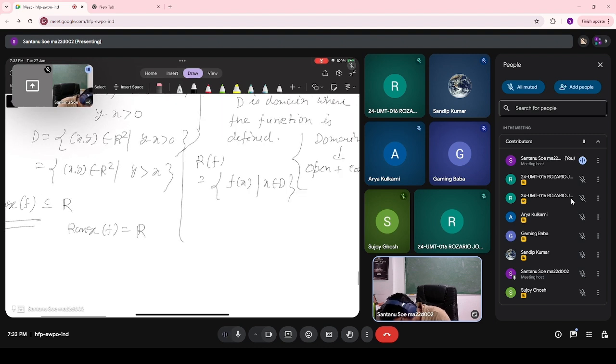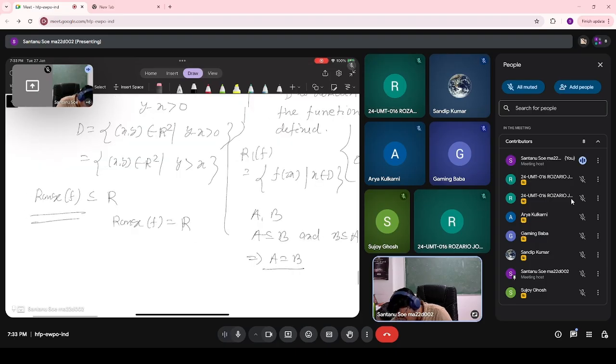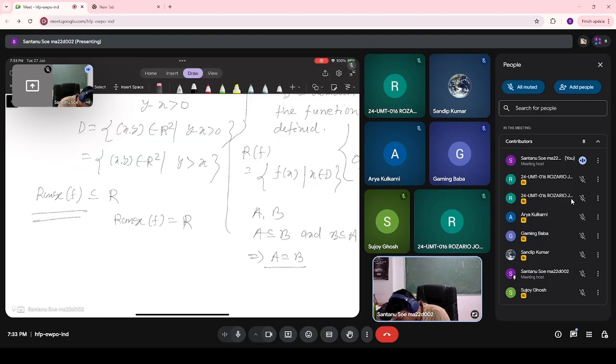Now suppose there are two sets A and B, where A is a subset of B and B is a subset of A, so this will imply A equals B. Now see here, A subset of B is given, so range of f is a subset of R, given. But if we can show that R is also a subset of range of f, then only we can say range of f is equal to R.